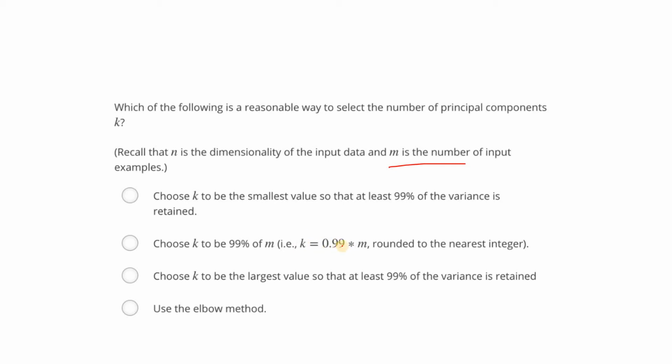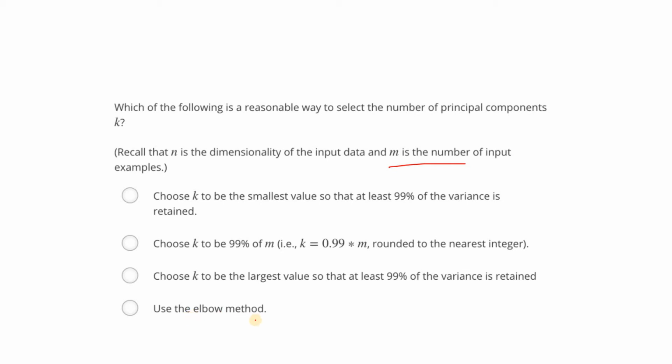That should be equal to 0.99 multiplied by number of rows present in our data. Okay. The third option is saying choose K to be the largest value so that at least 99% of variance is retained. And option D, use the elbow method.